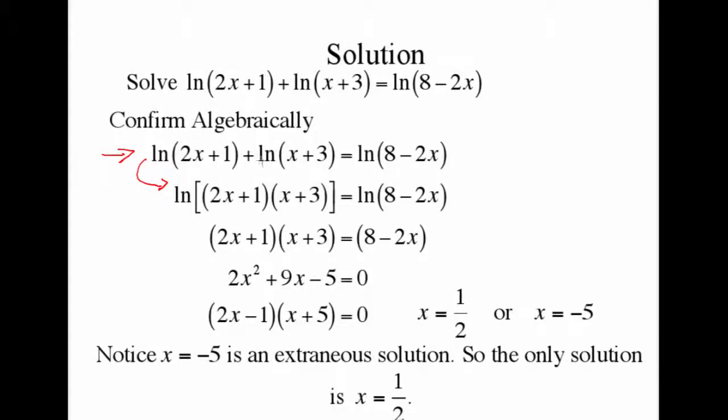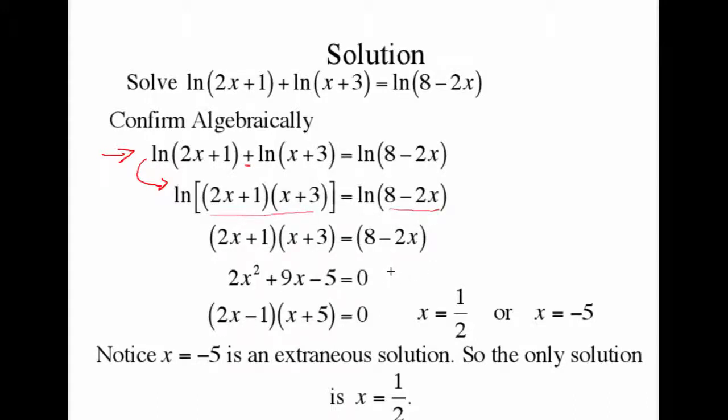And since we have two natural logs being added together, we can use our product property to rewrite these two natural logs that are a sum as a product of 1. So we have the natural log of the quantity 2x plus 1 times the quantity x plus 3. And that equals this natural log over here. Once we get to this point, we use our one-to-one property, and we just solve these.